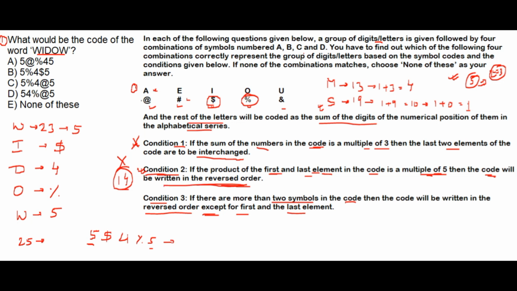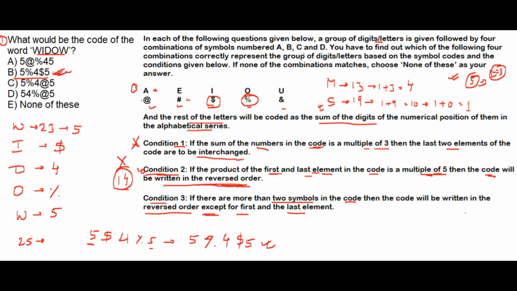So what will be the code? The code is now written in the reversed order: 5 percentage, 4 dollar and 5. So that will be the correct answer. See the options, which option is correct? 5 percentage, 4 dollar, 5. So option B is the correct answer, and we have to mark option B in the exam.